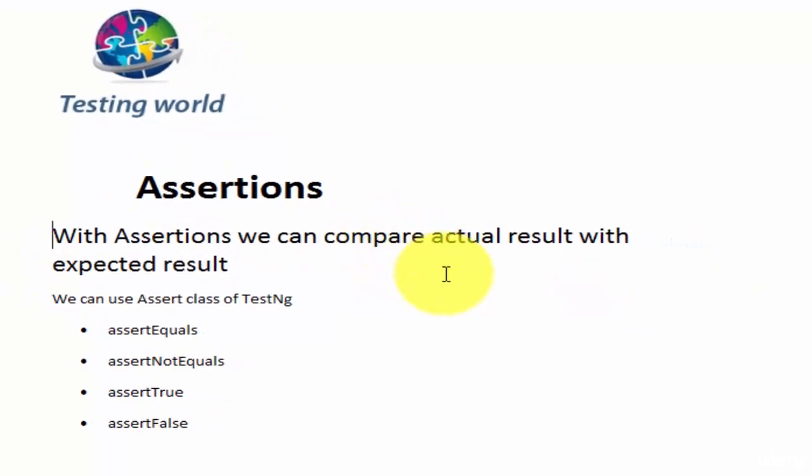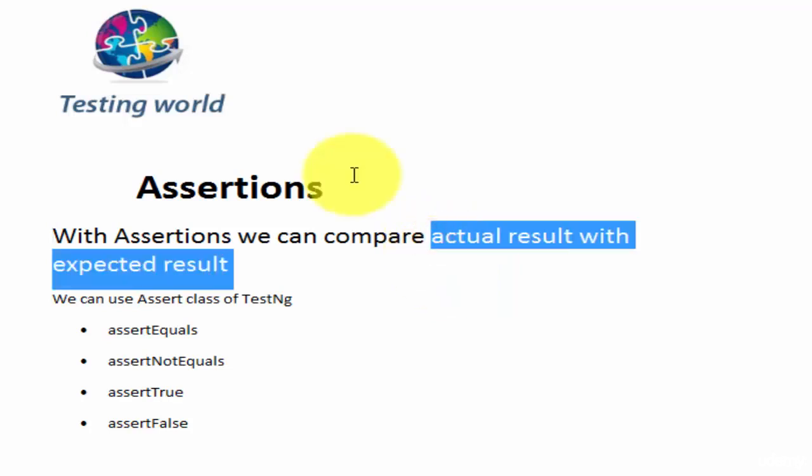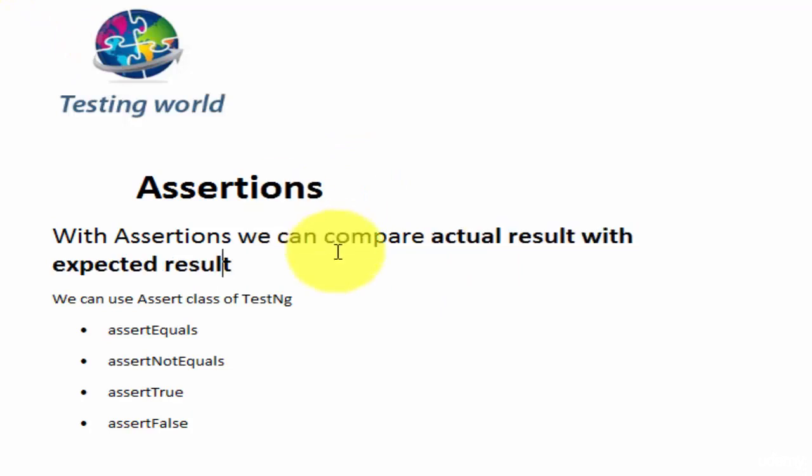In each and every test case, we need to compare actual result with expected result. This actual and expected comparison can be done by using assertions. These assertions are provided by TestNG. So we can use the assert class of TestNG to make these assertions.